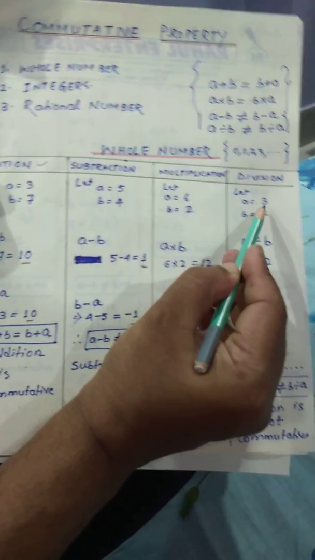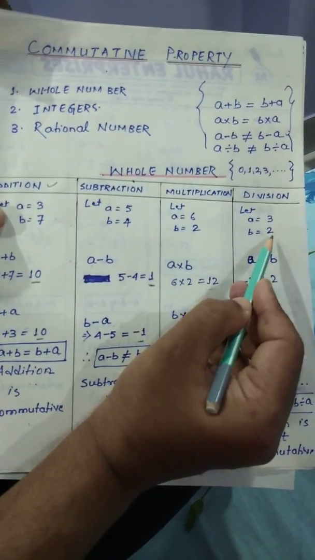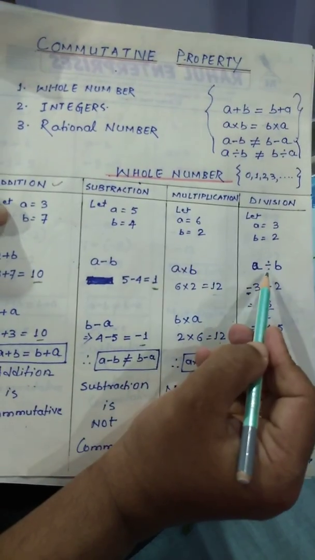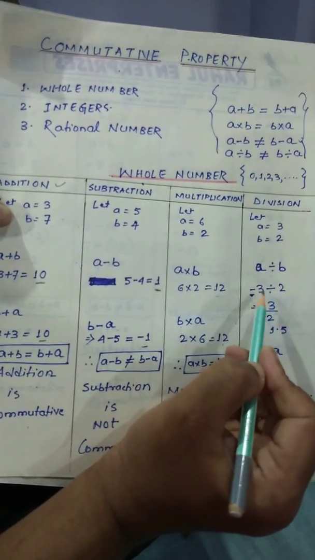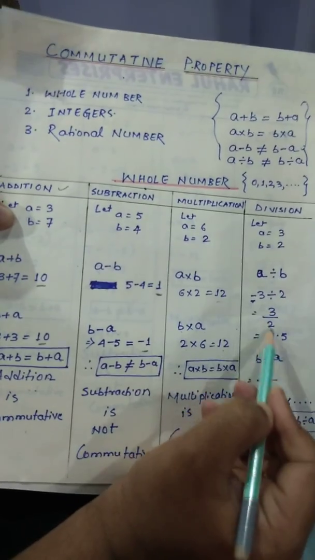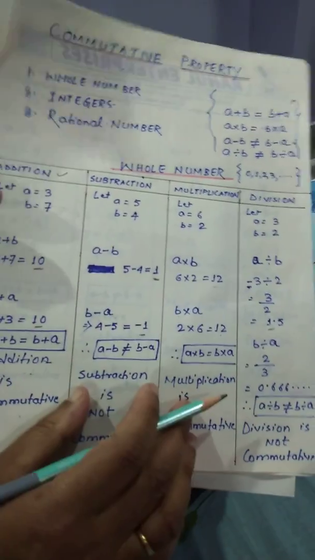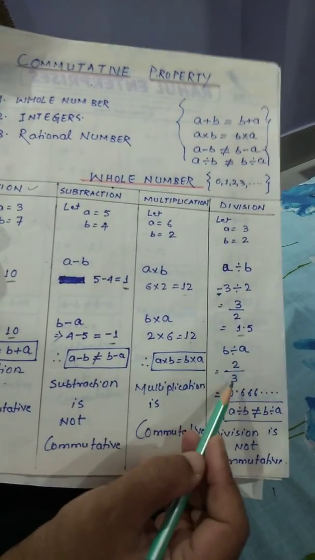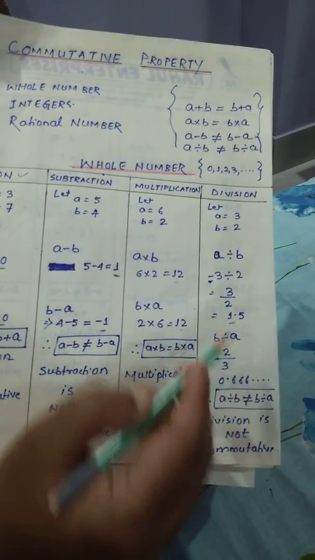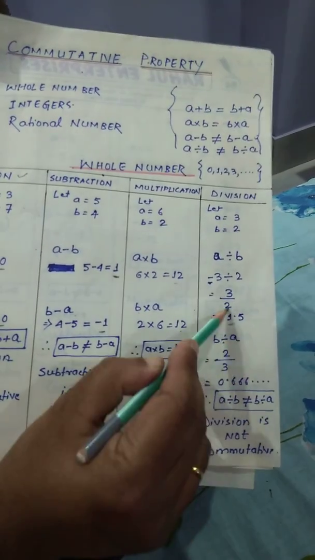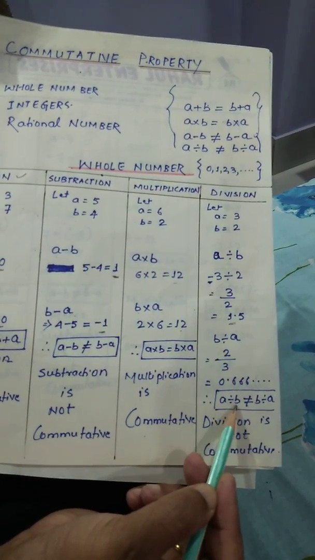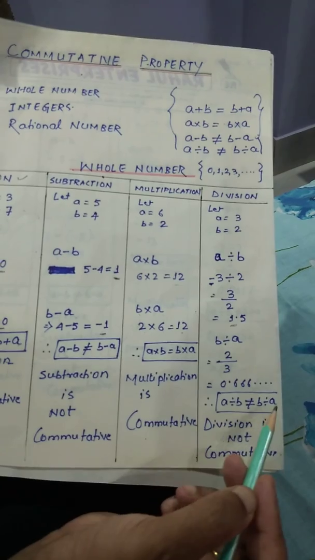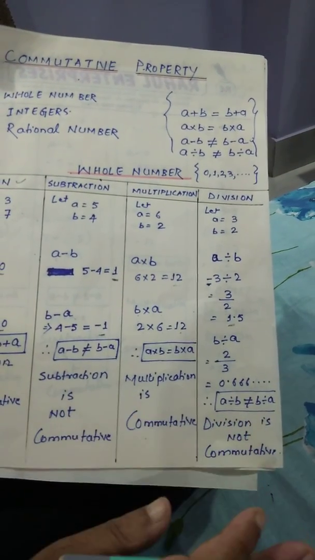Now let's see what happens in division. So let a equal 3 and b equal 2. Now the first order is a divided by b. That is 3 divided by 2, which is 1.5. When we change the order, that is b divided by a, what do we write? 2 divided by 3. It will come 0.66. So you see the answer is not matching. So we'll write a divided by b is not equal to b divided by a. So division is not commutative.